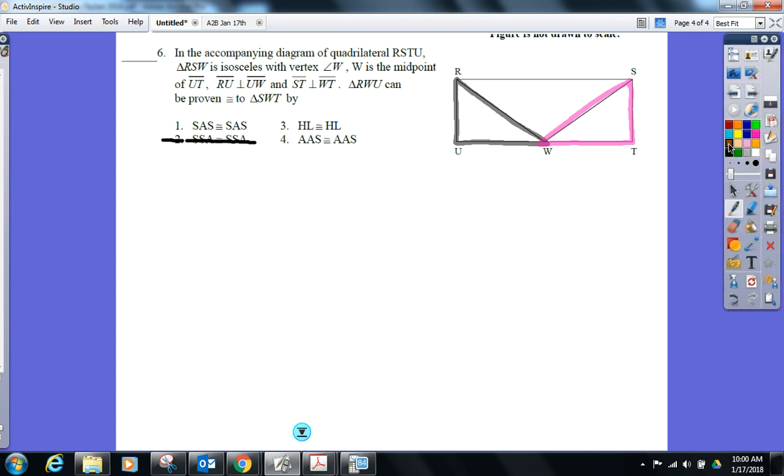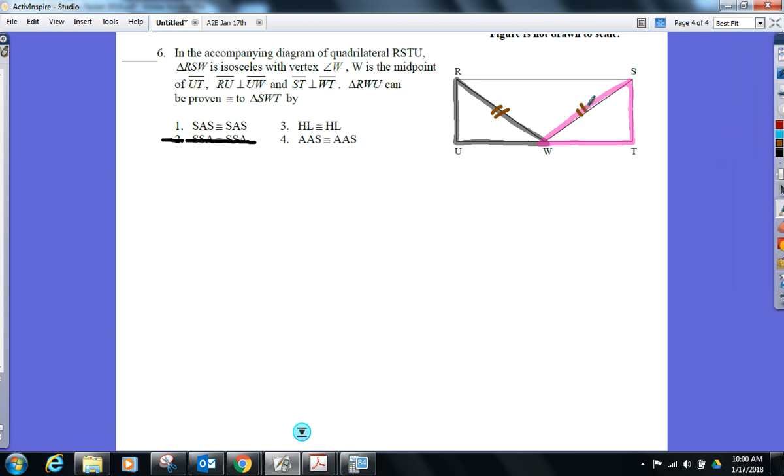All right, let me show you what was given. RSW is isosceles, vertex angle W. I should have been more specific. But this is the vertex angle, meaning, where are my congruent sides then? RW and WS, right? Because the vertex angle, remember, is the non-congruent angle. The other two, remember what we called those? Base angles are the congruent ones, which means the sides across need to be congruent. So I have RW and SW.